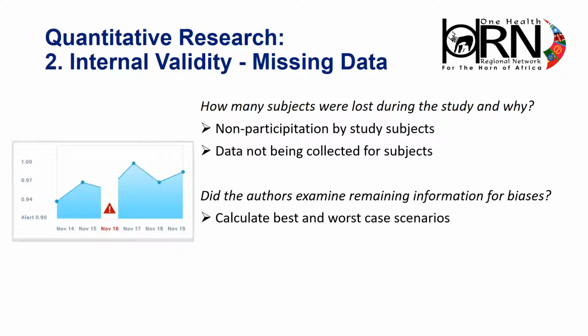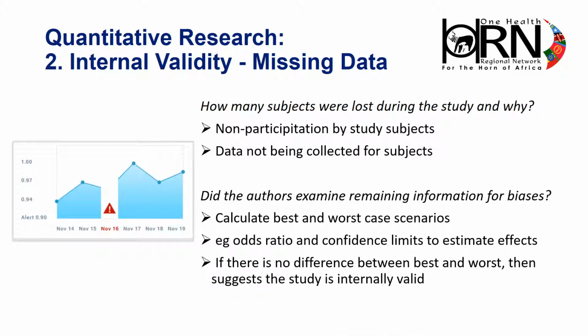It can be informative to calculate best and worst case scenarios. For example, estimate the effect, the odds ratio or confidence limits, if all missing subjects had the exposure or outcome of interest, or vice versa. If the results under each scenario lead to the same general conclusions, then selection bias due to loss to follow-up will not substantially alter study conclusions.